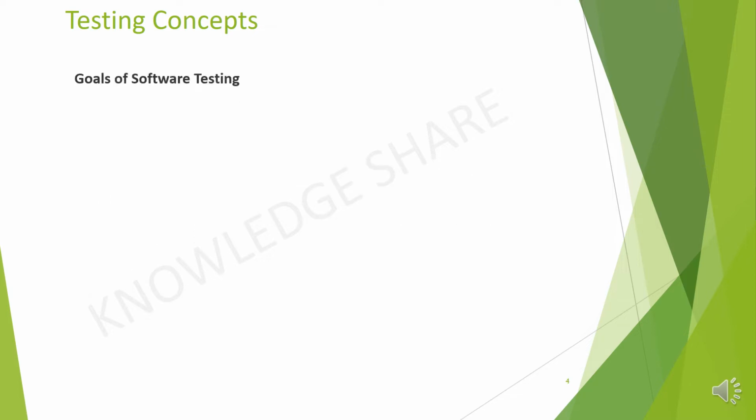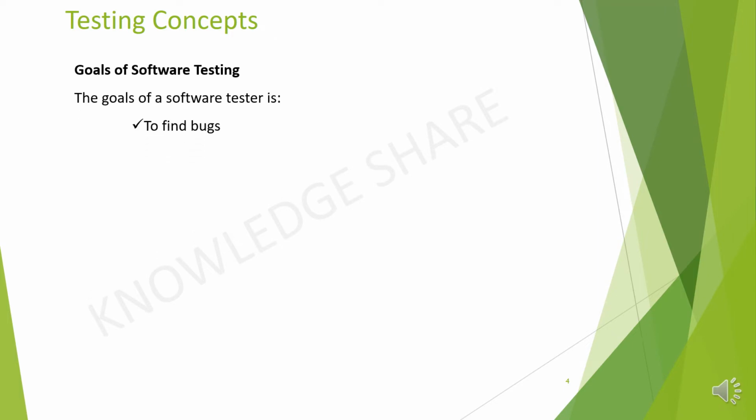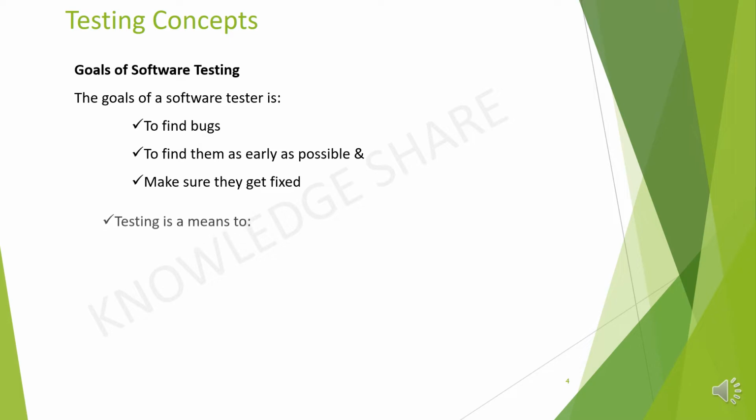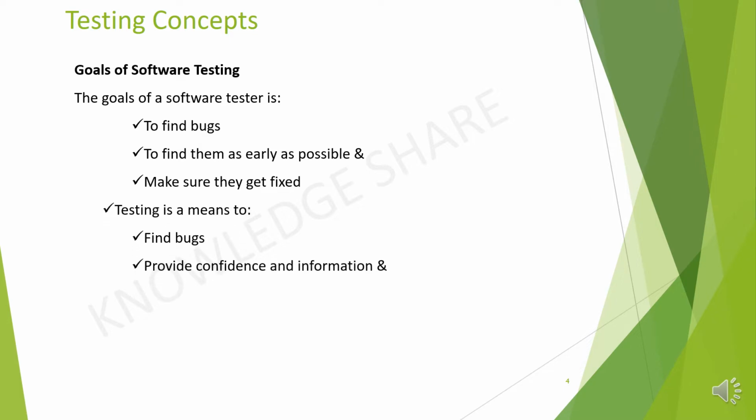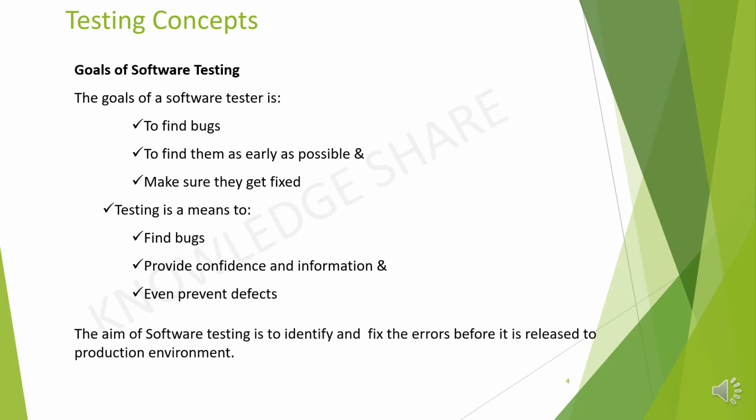Goals of software testing. The goals of a software tester is to find bugs, to find them as early as possible, and make sure they get fixed. Testing is a means to find bugs, provide confidence and information, and even prevent defects. The aim of software testing is to identify and fix the errors before it is released to production environment.